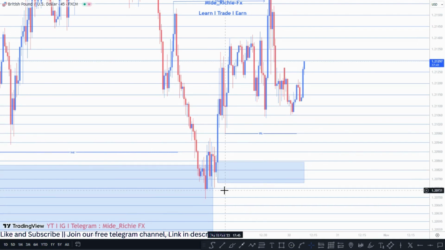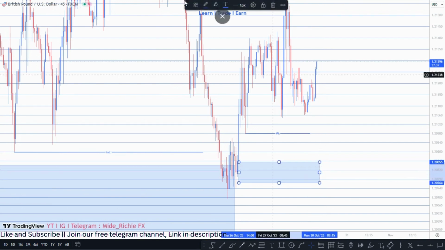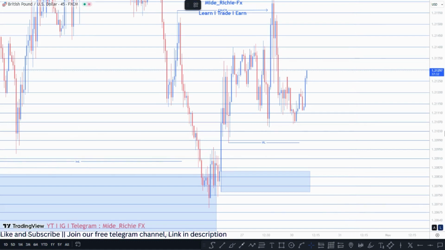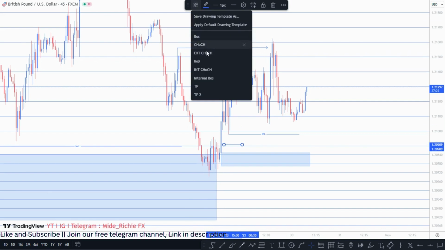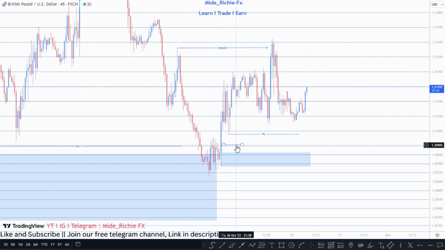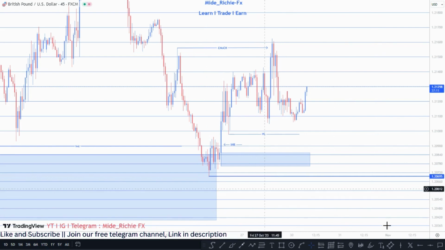Because I think I will just teach that in another video because it has a lot of psychology behind it. All right, so let me just call this one my hidden base. Okay, so we can call this one the IRL or the inducement, and we even have a nice imbalance right here, which serves as a very nice confirmation for this hidden base right here. And this will be our protected low right there.